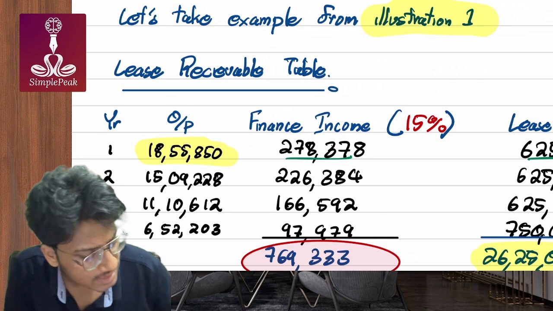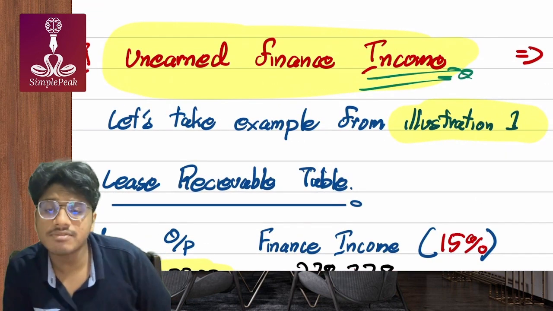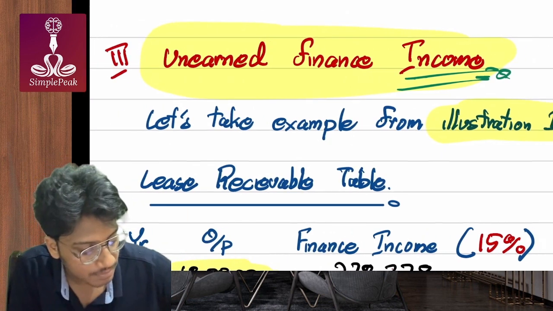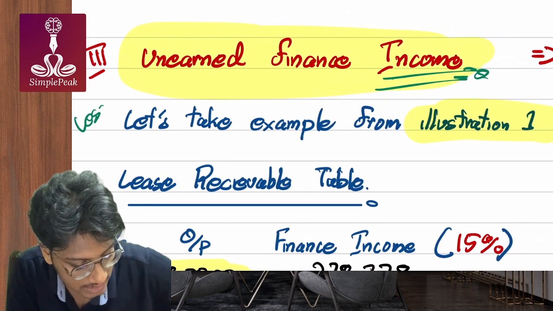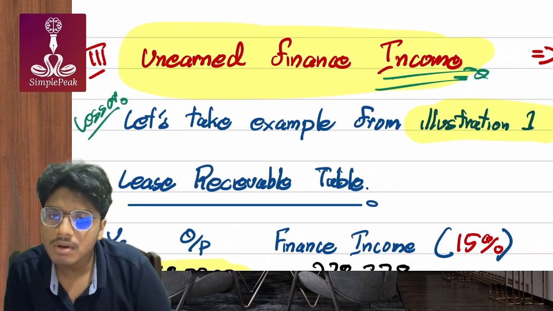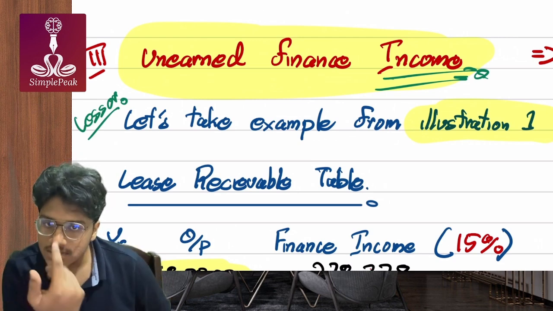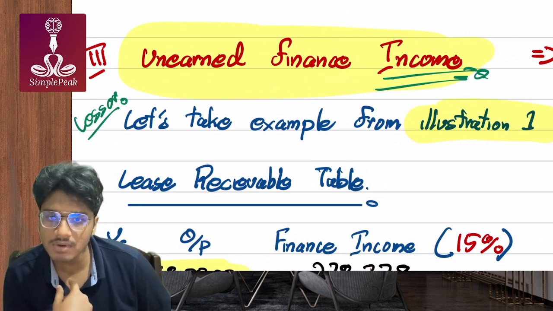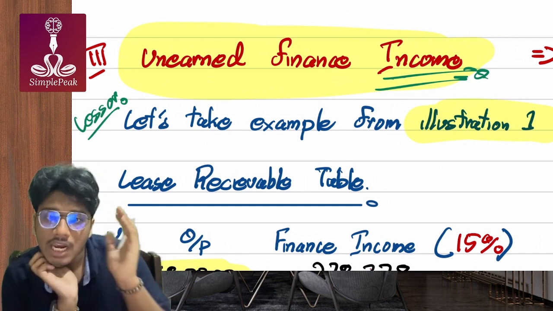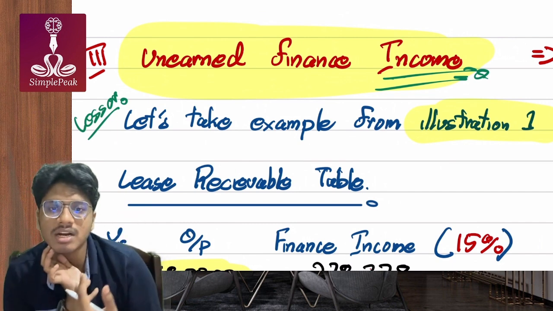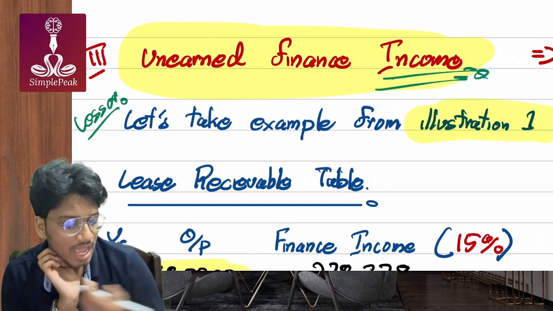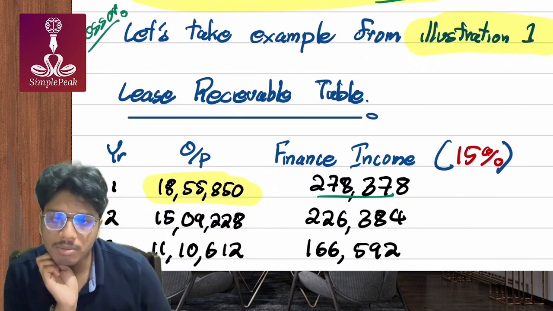Now let's go ahead and discuss the next topic, known as unearned finance income, which is from the perspective of the lessor. Why have I used the word income? Income is for someone who is receiving the money. Who is receiving the money over here? The one who has given the asset. That is the lessor. In our case, Layman. Layman has given the asset and he is receiving the money from Anthony.